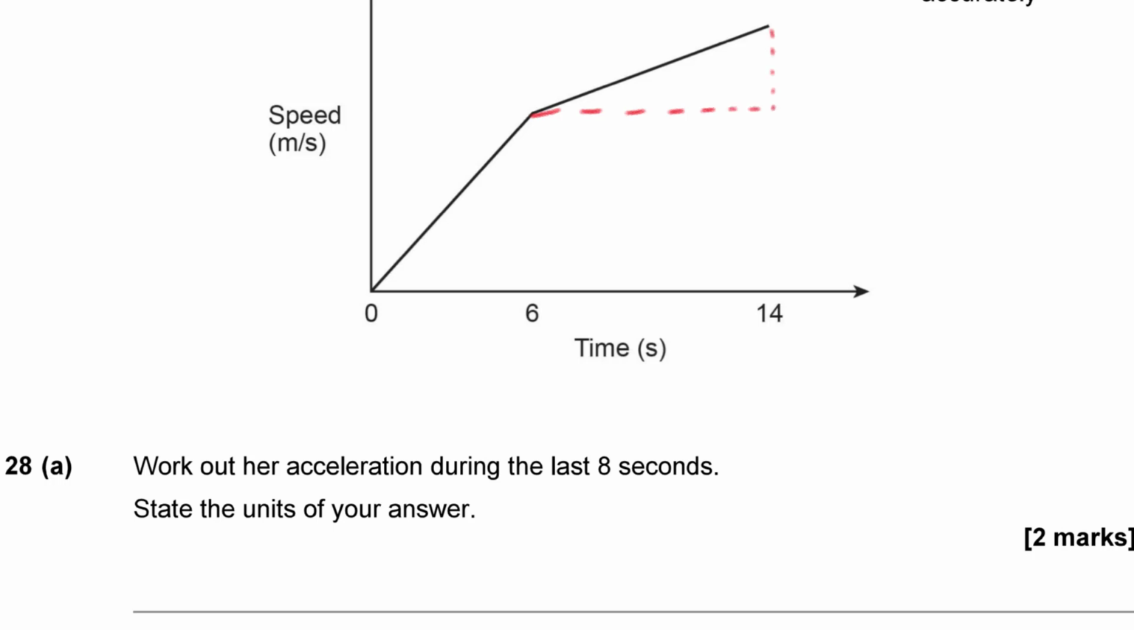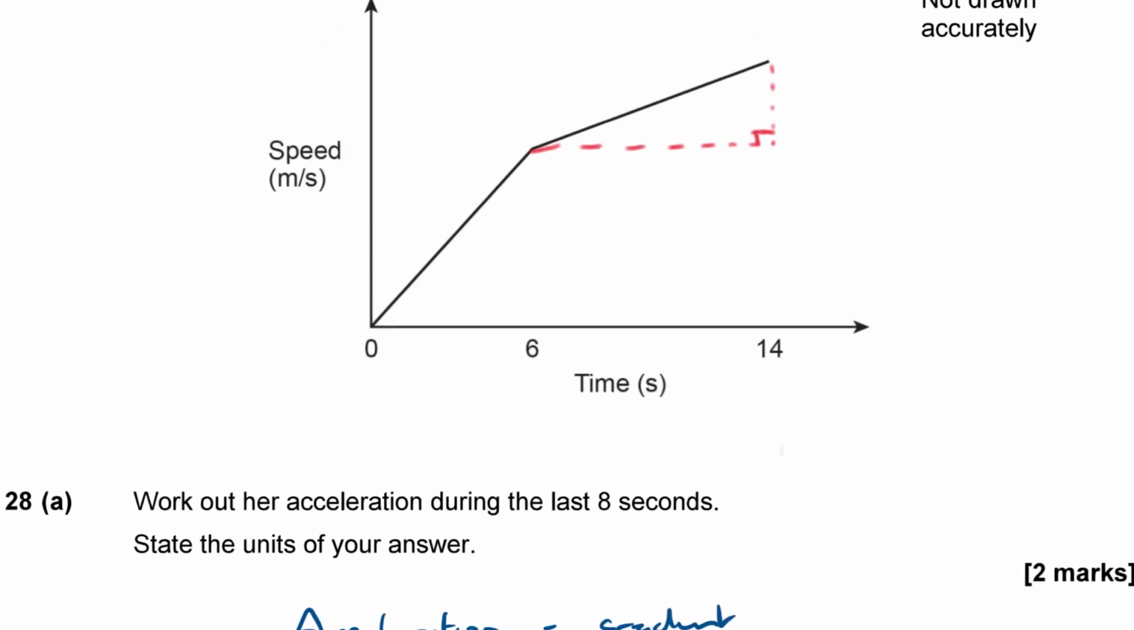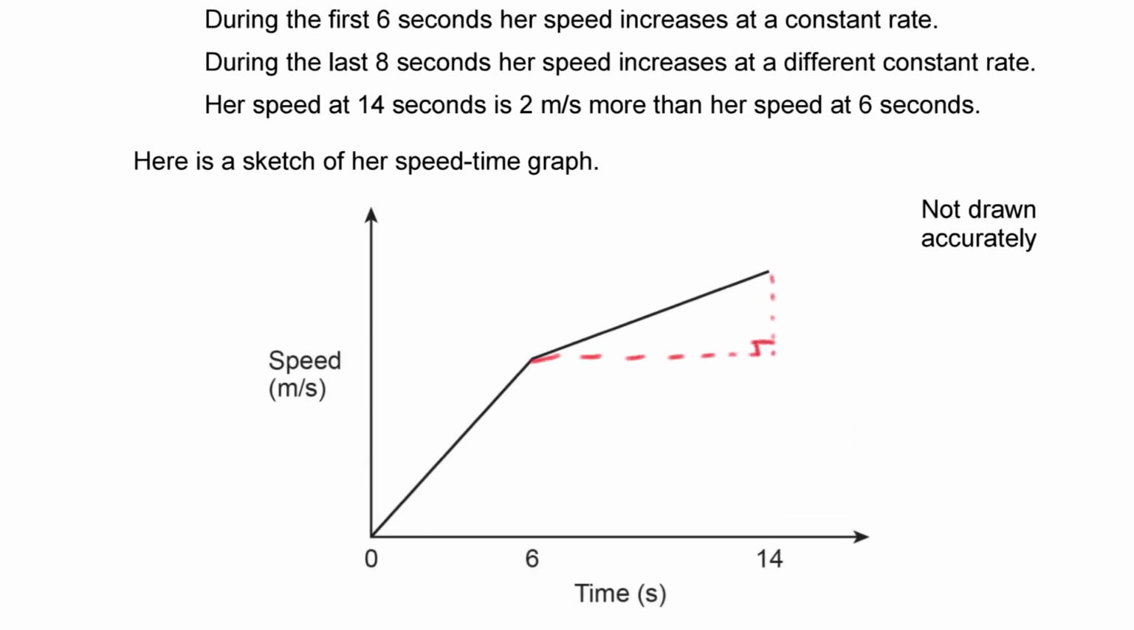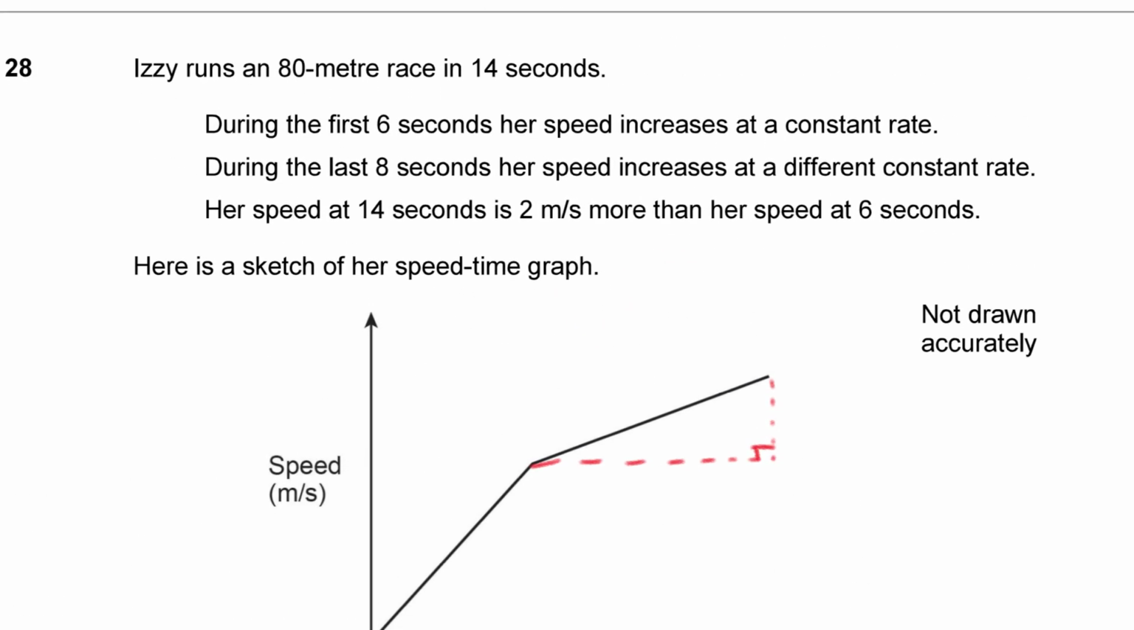And acceleration is equivalent to the gradient on a speed-time graph. So acceleration equals gradient at that point. Now I don't know how fast she was going at time 6, let's call it x, but I do know that at time 14 she was going 2 meters per second more than her speed at 6 seconds.